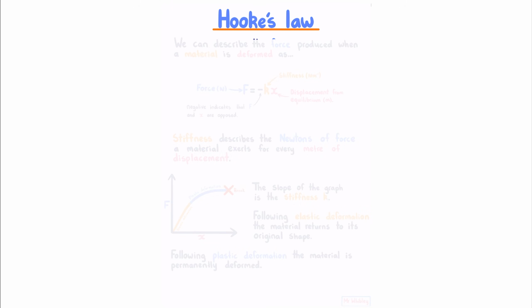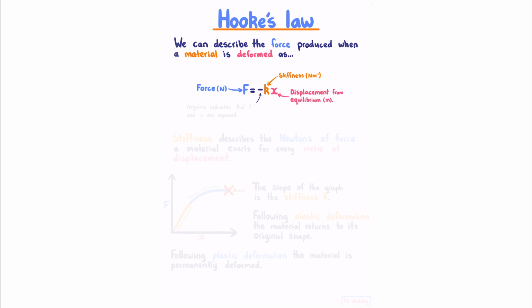Hooke's law. We can describe the force produced when a material is deformed as the force is equal to some constant called the stiffness, or alternatively the spring constant, multiplied by the displacement from equilibrium. The negative sign indicates that F and x are opposed. For example, if we had a spring with a block attached to it, if we were to displace the block in this direction, the block is going to produce a force in the opposite direction.